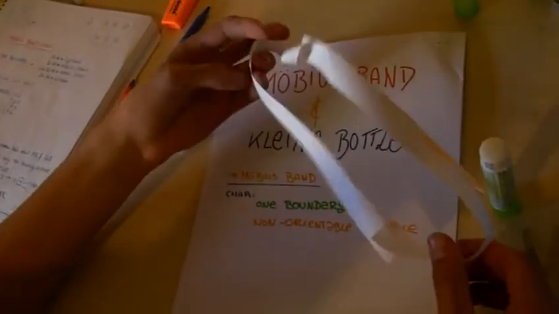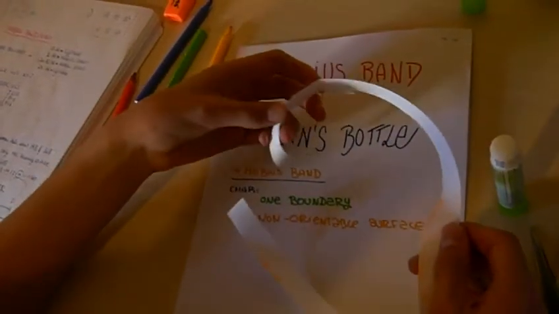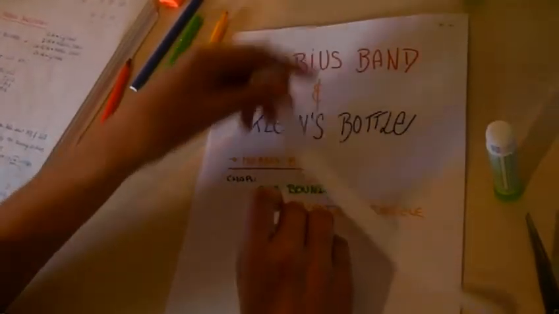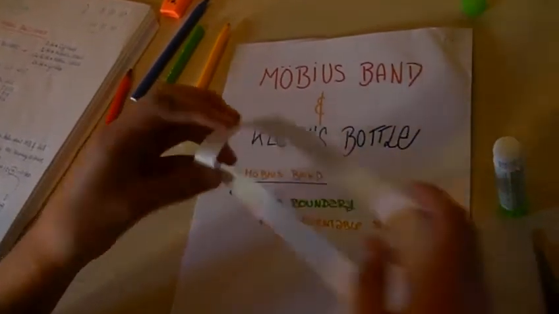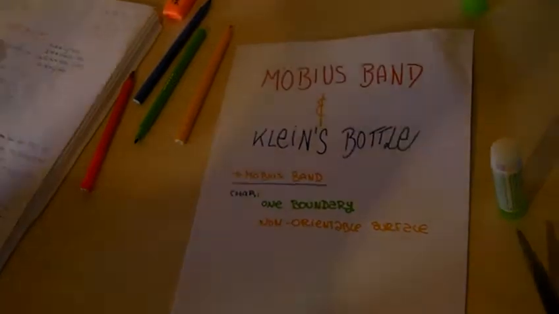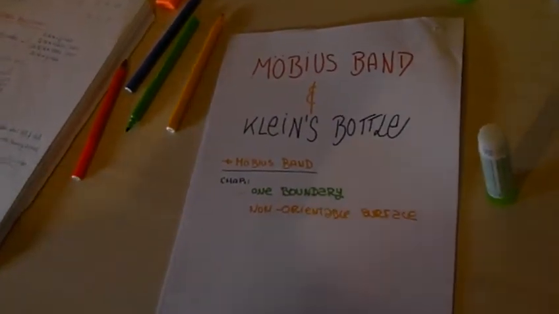Okay, so what do you have? You have a longer and stranger, a longer and stranger Möbius strip. Instead of having two pieces, you have one bigger. This is another property of this fantastic Möbius band.